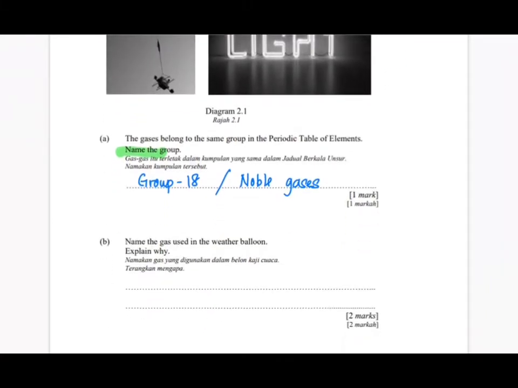So B, name the gas used in the weather balloon and explain why. So for the weather balloon, the gas is helium. Why is helium used? Because helium is stable, it will not explode and it has low density. So this is the reason. You can put low density. It's an inert gas.